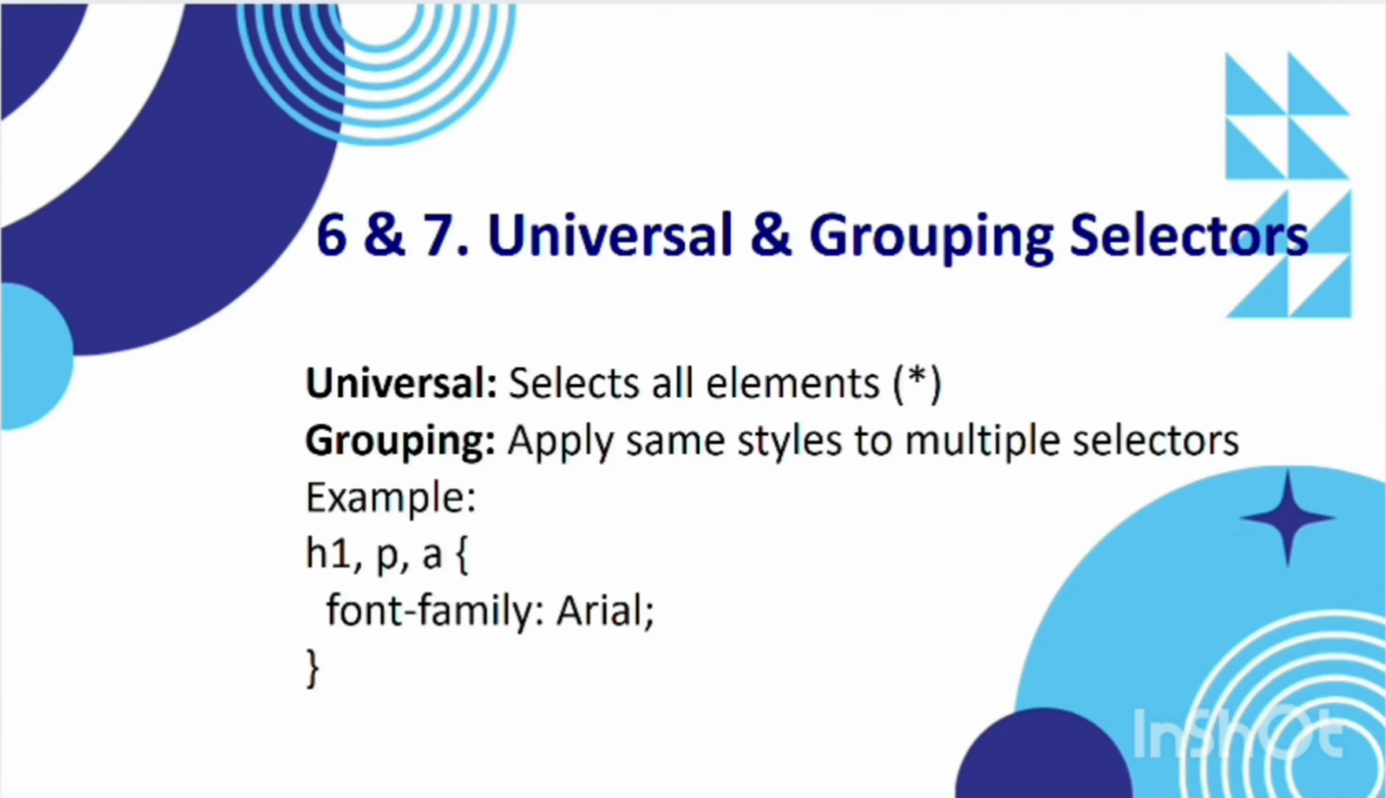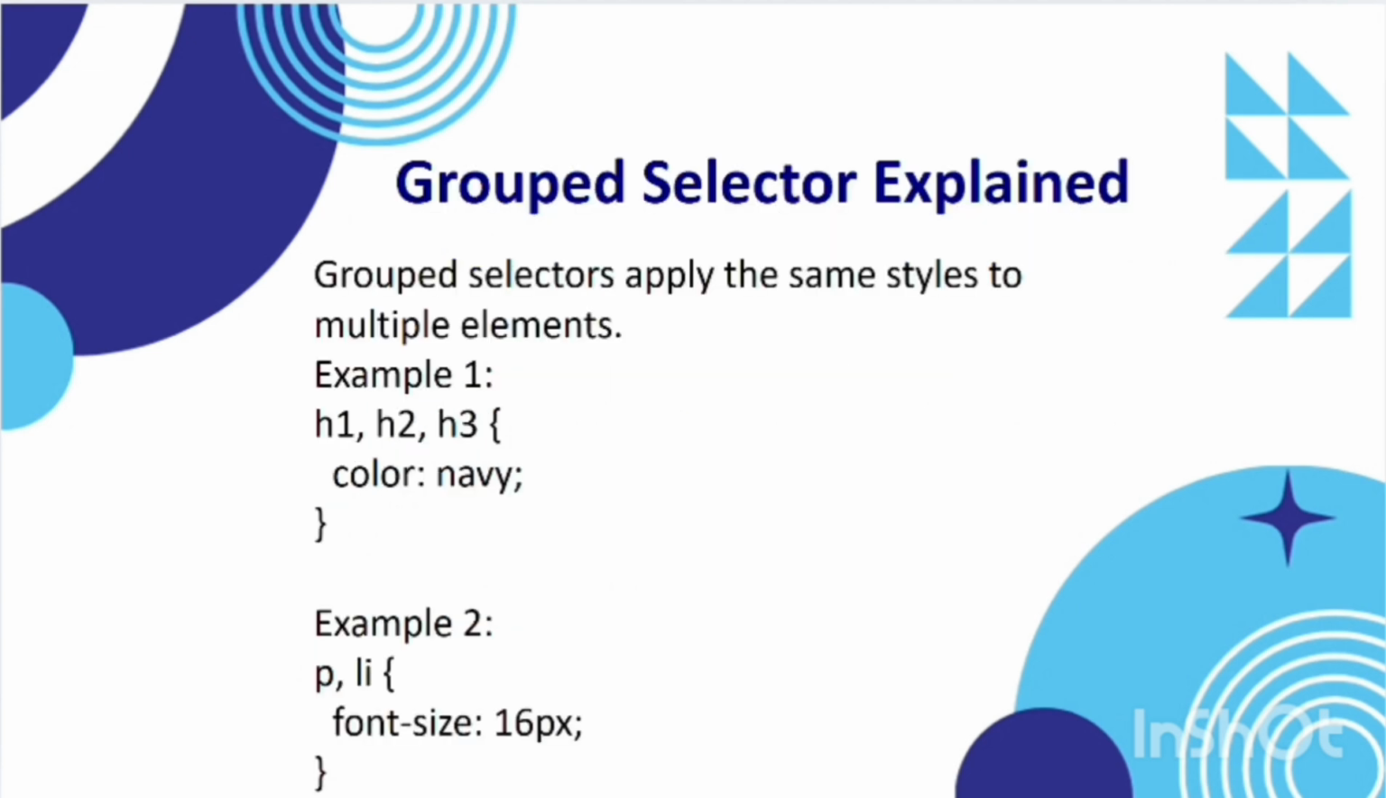Now moving to universal selectors and grouping selectors. Universal selectors will select all elements, and grouping selectors will apply the same styles to multiple selectors. Let's see an example of grouped selectors. h1, h2, h3 with color navy, which means all the heading tags h1, h2, h3 will appear in navy color.